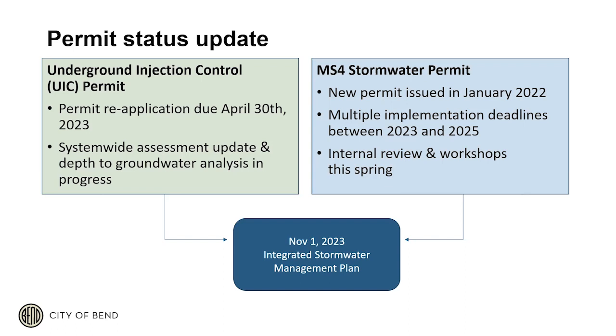And then on the stormwater side, our MS4 stormwater permit from DEQ deals with any water that flows to surface waters in the city of Bend. This permit was issued in January of last year, so it's about a year old now. Although it's effective now, it does have varying implementation deadlines between 2023 and 2025. So although it's effective, certain things won't be required until certain points during those timeframes, which we'll talk about in the next slide.